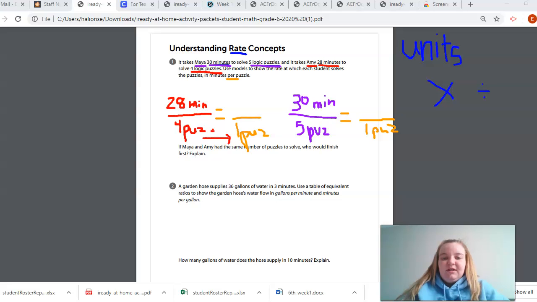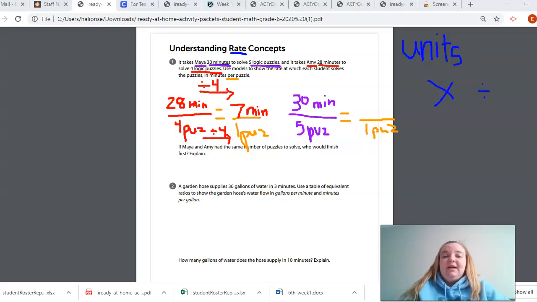So, divide by 4. And I know you've heard me say this over and over again: what you do to the bottom, you do to the top. So, to the top, we are going to divide by 4. What you do on one side, you do to the other. So 28 divided by 4 is, you guessed it, 7. Don't forget your units. 7 minutes. So this is saying it takes Amy 7 minutes to complete one puzzle.